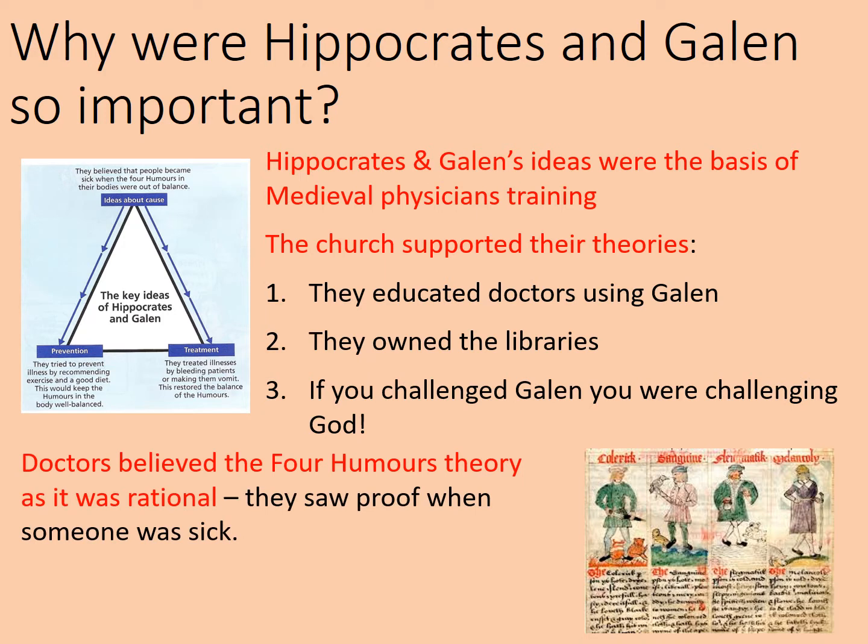Doctors believed the four humours theory as it was rational. They saw proof when they saw that someone was sick. To the bottom right of this picture, we can actually see a medieval document describing the physical characteristics of people who are choleric or sanguine, or displaying other features of having their humours out of balance.